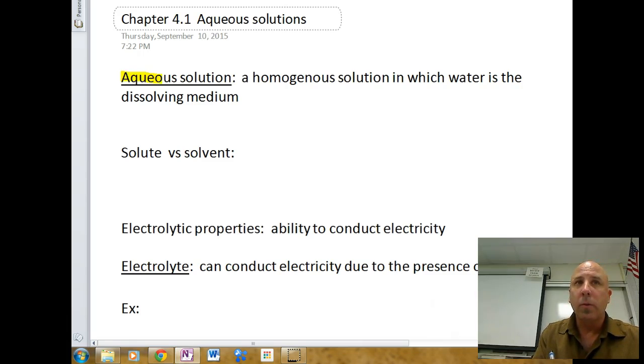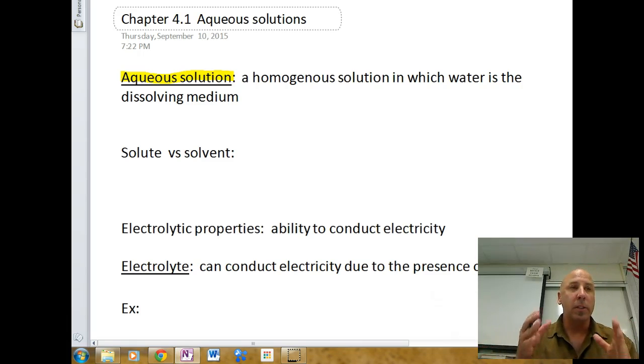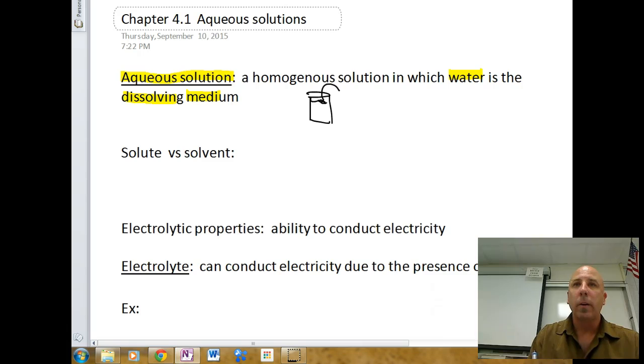An aqueous solution, as we covered in regular chemistry, just to refresh your memory, is going to be a homogeneous solution. Homogeneous meaning it's consistent throughout, and we have water as the dissolving medium. So when we have something that's dissolved in water, and it's homogeneous, we would have an aqueous solution. A good example might be some Kool-Aid. You put Kool-Aid into water, and it all dissolves nicely, and you mix it all up, and the top of the Kool-Aid tastes the same as the bottom of the Kool-Aid. We're going to have an aqueous solution.